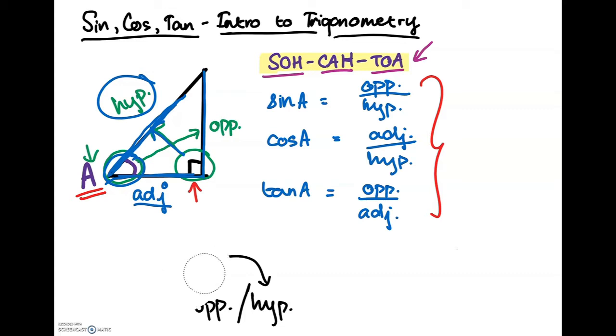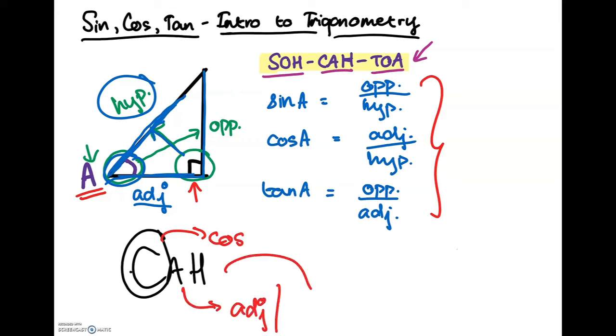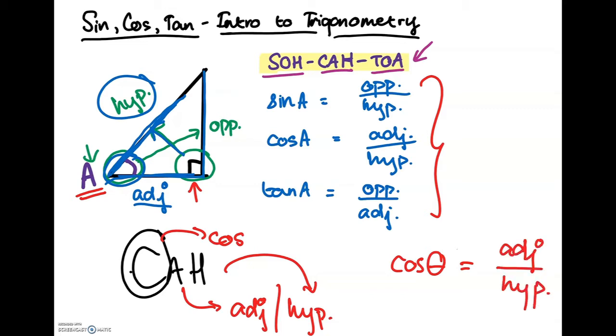Now we're going to go through the second one, which is cosine. So CAH basically means the first term, cosine, is equal to the adjacent over your hypotenuse. It's pretty self-explanatory. So cosine of any angle, let's say theta, is equal to the adjacent over the hypotenuse.